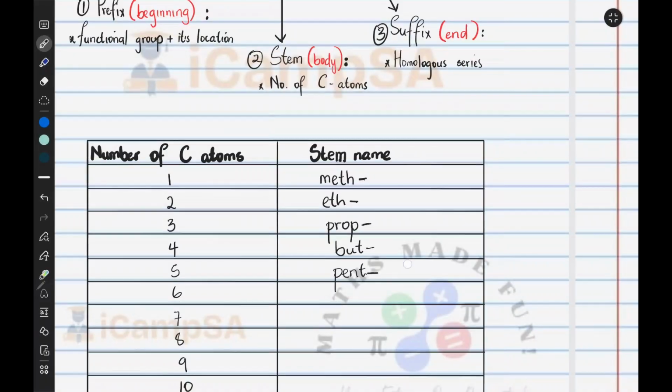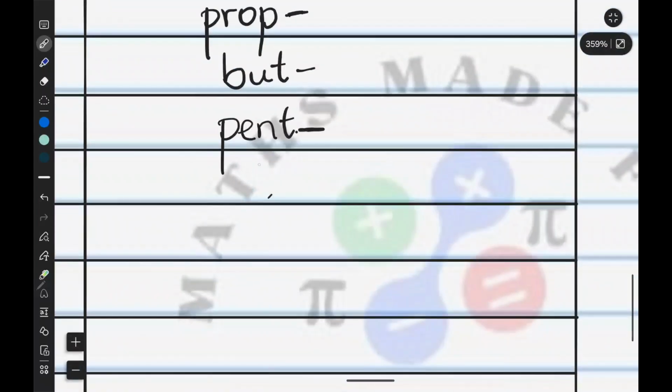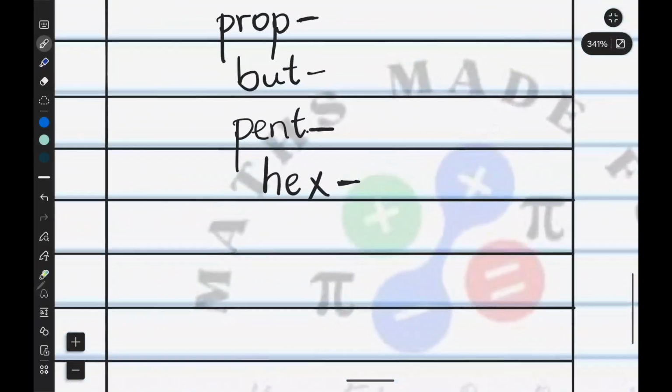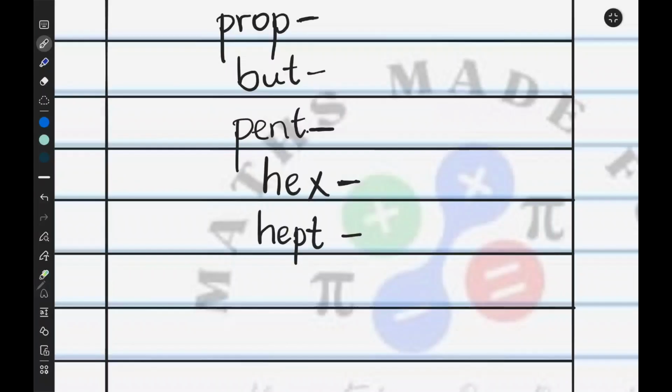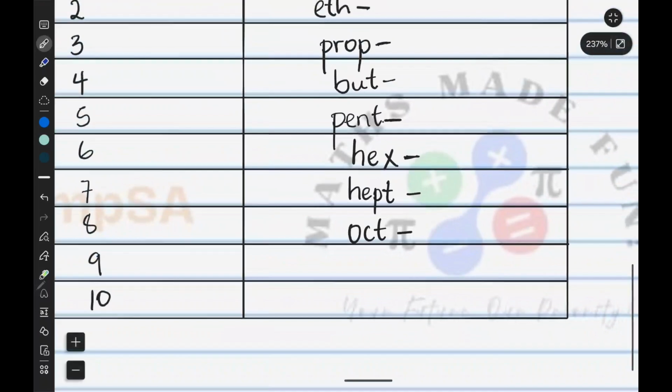Right? If it has 6, it's hex-. Hex for 6. If it has 7, it's hept- for 7. If it has 8, that's oct-. Right, if it has 9, it's non-.